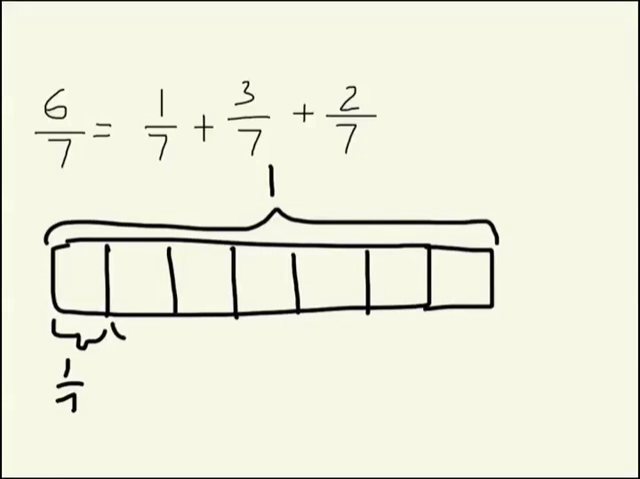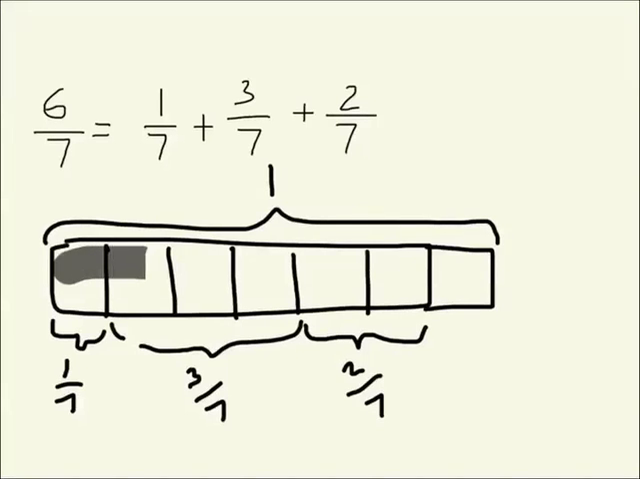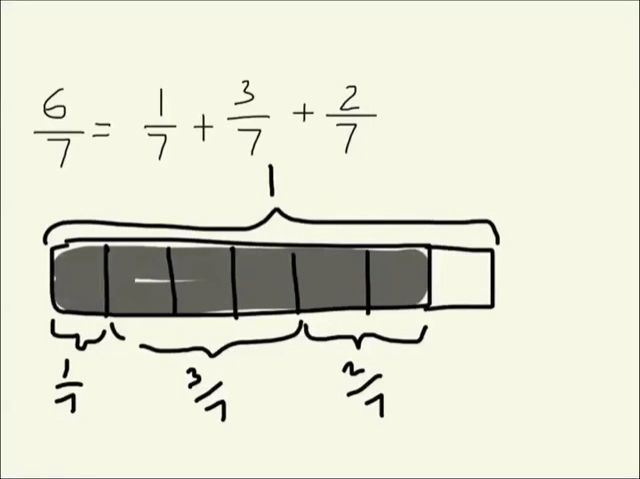Then I have 3/7. And then 2/7. Notice I'm not bracketing off the whole bottom here, because based on my total here, we're not talking about the whole, we're talking about 6/7 of the whole. So then I'm going to just shade in the 1/7, 2/7, 3/7, 4/7, 5/7, 6/7. And there is my tape diagram with my labeling.